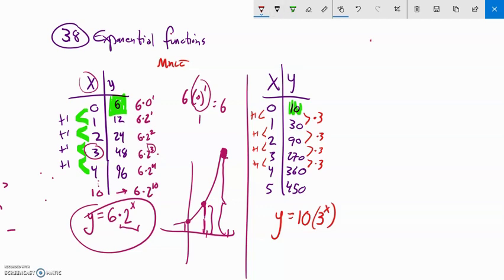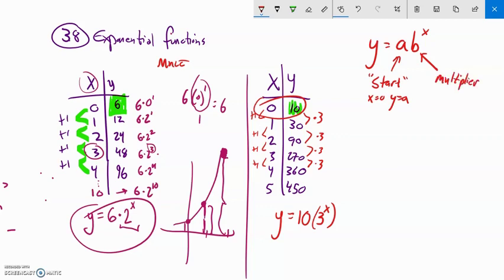So my general form for exponential functions is y equals a times b to the x, where a, we could think of it as the start. It's basically when x is 0, y is a, right? When x is 0, y is a. And b is the multiplier. It's what it's growing by. And I should say what it's changing by, because sometimes it might not be growing, it might be shrinking, it might be getting smaller. So I'm going to erase real quick.